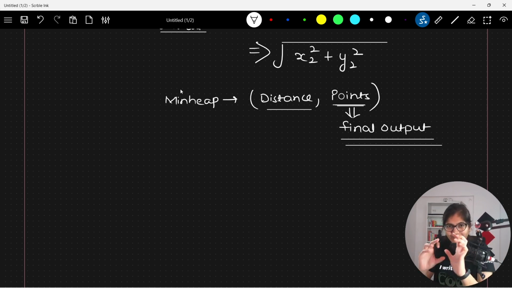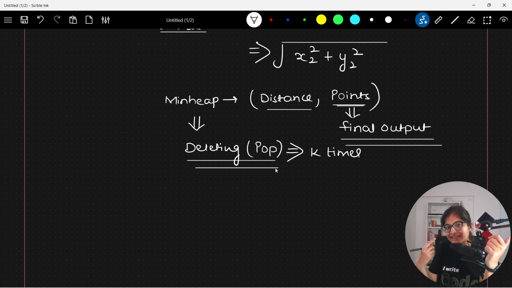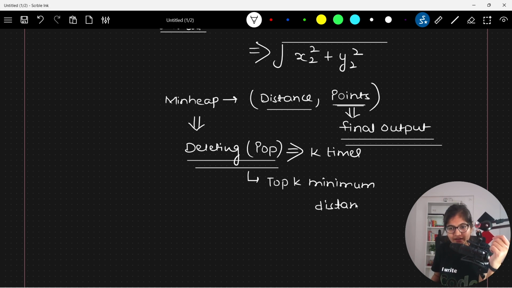Now, when you create one Minheap according to this particular structure, which is in the form of a list, you will push the elements having distance and the points. After creation of that, you can start deleting the elements from the Minheap. That means you will apply the heap pop operation until how many times? Until k times. When you apply the delete operation k times, you will get the top k minimum distances. Very easy, right? Top k minimum distances you will be able to get very easily.